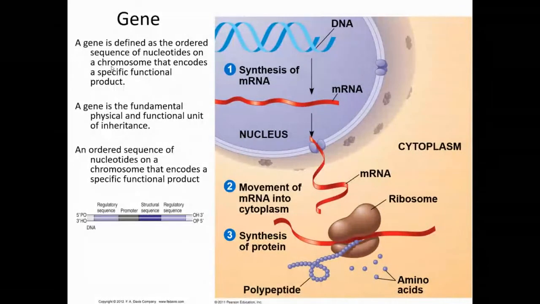So as we know, the gene is defined as the order of sequence of the nucleotide on chromosome that encodes a specific functional product, and that specific functional product, mostly, is the protein. Of course, in the last chapter we mentioned some non-coding RNA, but mostly the functional product is the protein.